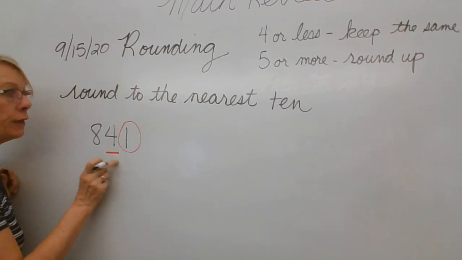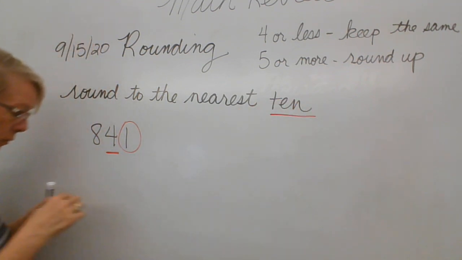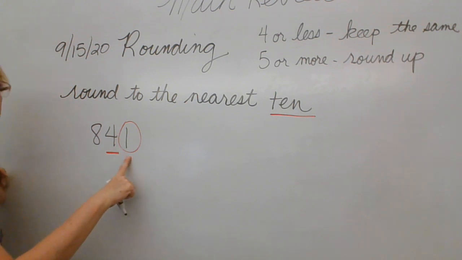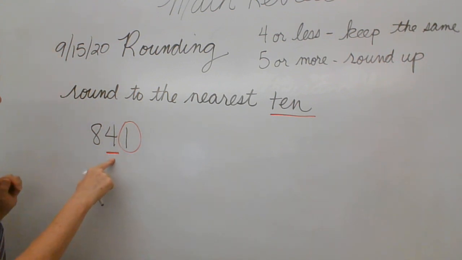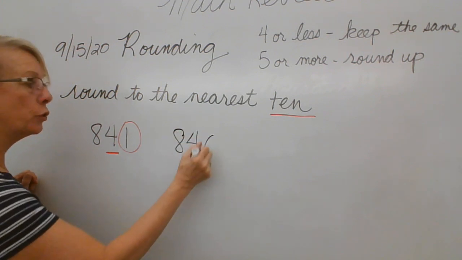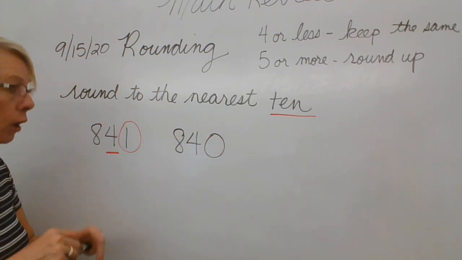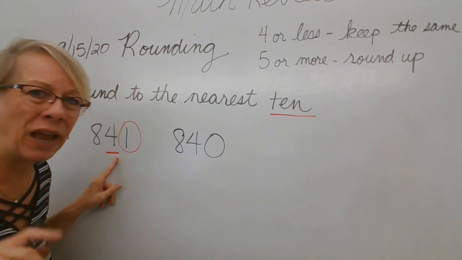You underline the one you want to keep, the tens place, down to the nearest 10. And we look at this number. Is this 4 or less, or is it 5 or more? It's 4 or less. So we keep this the same, and our new rounded number would be 840, not 84. 840 and 84 aren't the same amount. You just want to know, you have this much money in your bank account, just to the nearest 10, how much do I have?